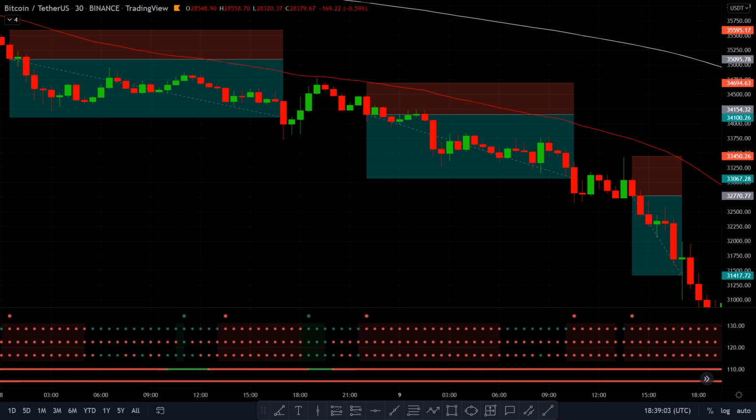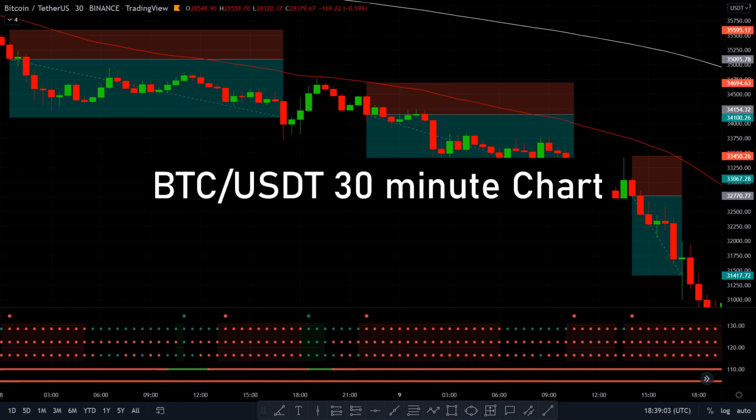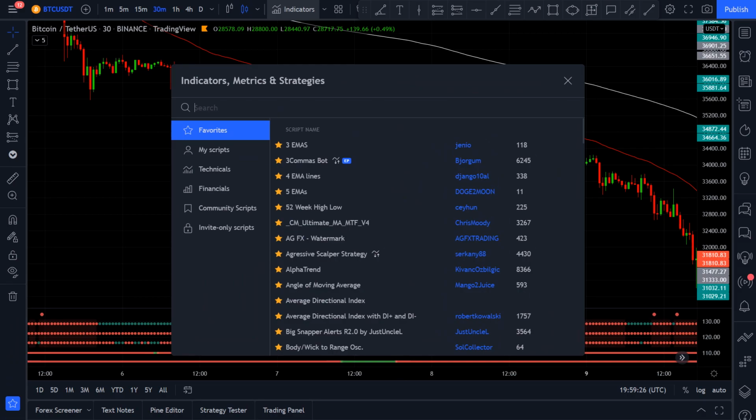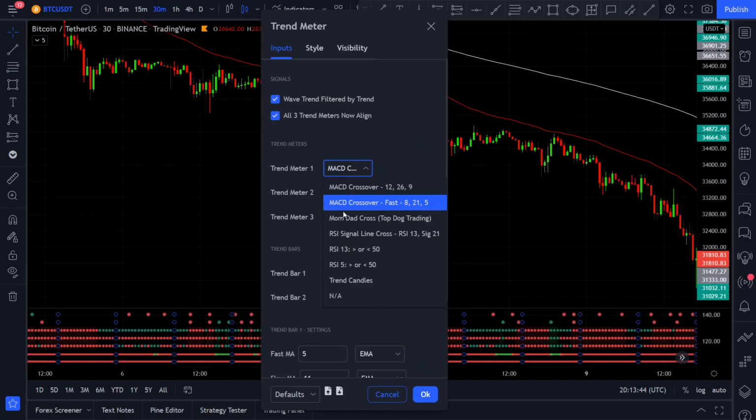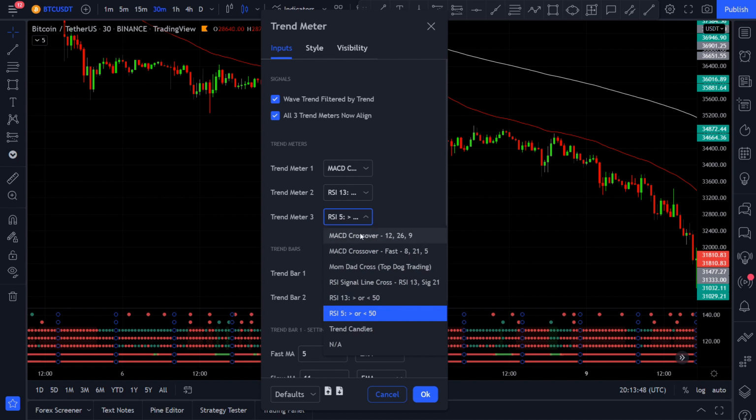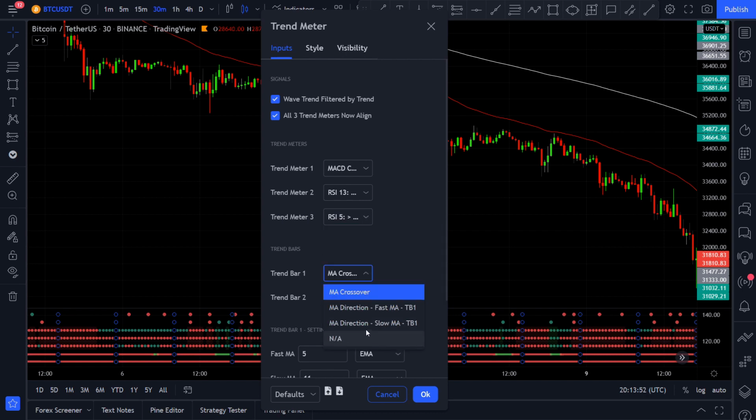For this strategy, we are going to use the Bitcoin USDT 30-minute chart. Once you have the chart, open up the Indicators tab so we can add all the necessary indicators. The main indicator for this strategy is going to be the trend meter. The trend meter will be used as the entry signal indicator and as a filter also. The trend meter uses different indicators and their combinations to indicate the direction of a trend. It uses the RSI, the MACD and different moving average crossovers.